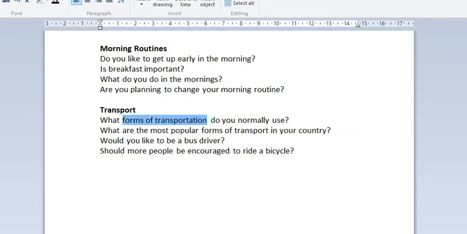And we have the phrase forms of transportation. Really, this just means what kind of vehicles do you use? Cars, buses, trains, that kind of thing. But if your vocabulary is not very good, you might not understand what the question is trying to ask you.